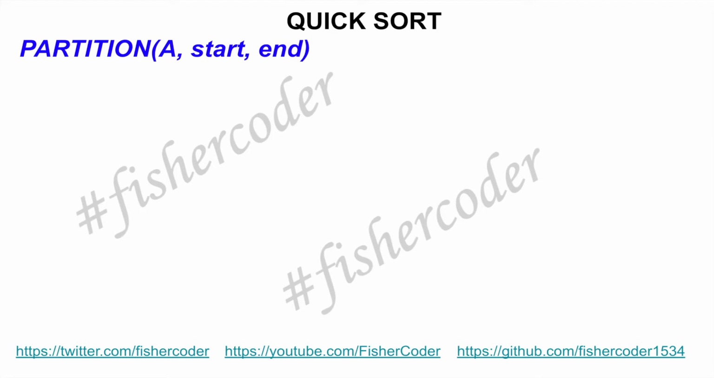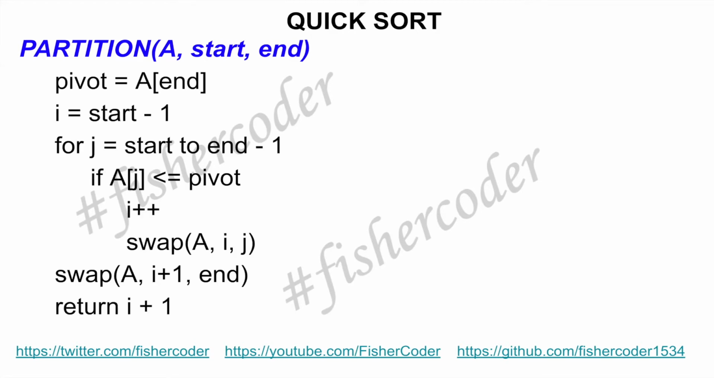So I'll call these two parameters start and end. This is the code, or the pseudocode. How do we partition this? First, we'll use the very last one as the pivot point, and then we'll create two more variables, i and j. i is going to help us keep track of the last element we can swap with.